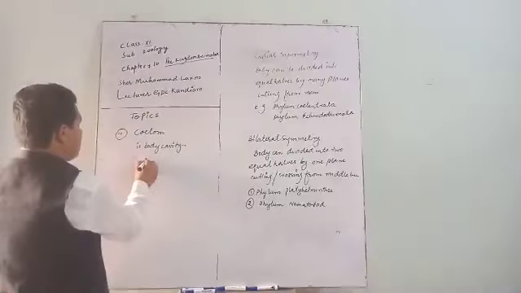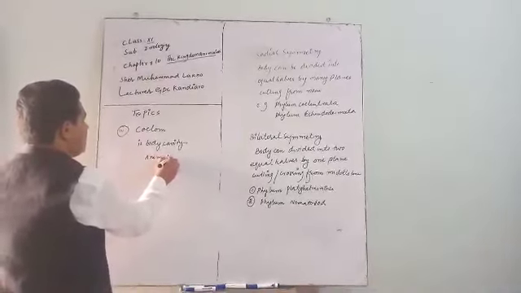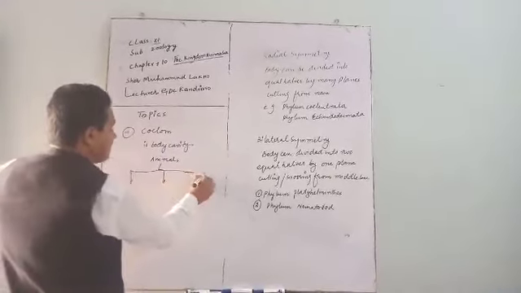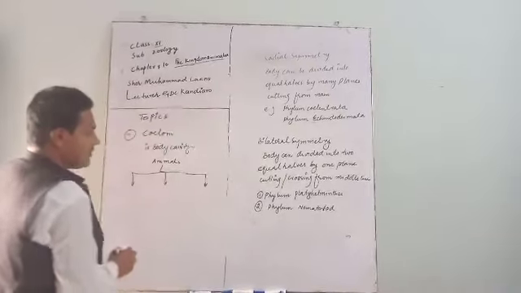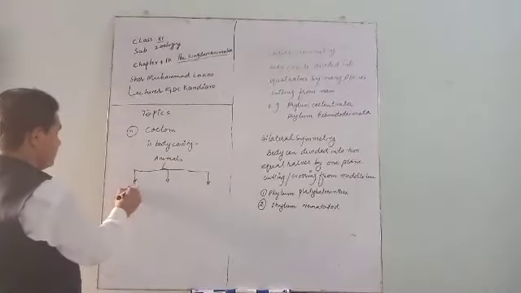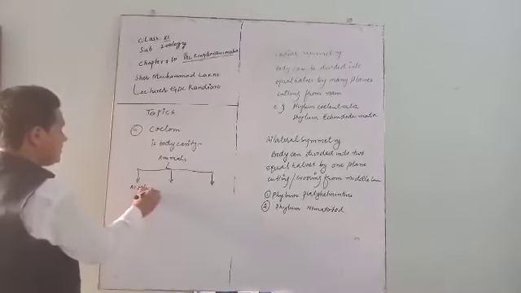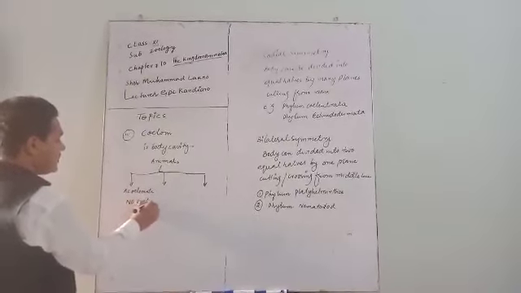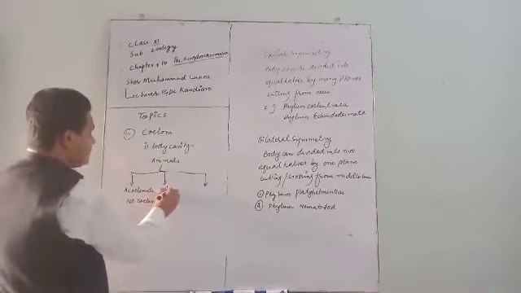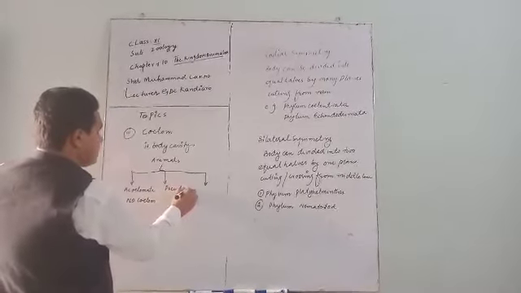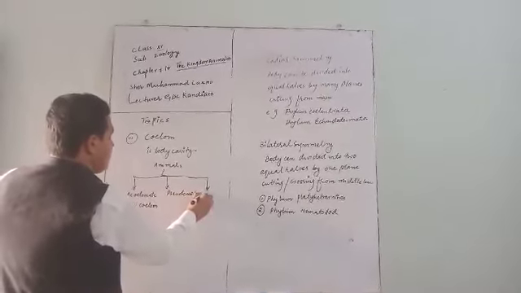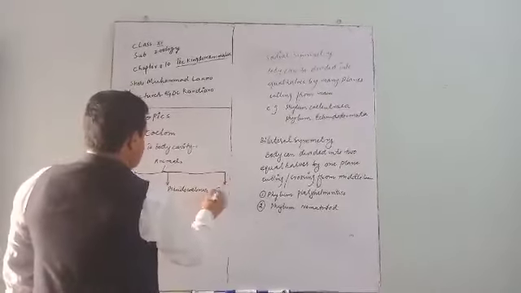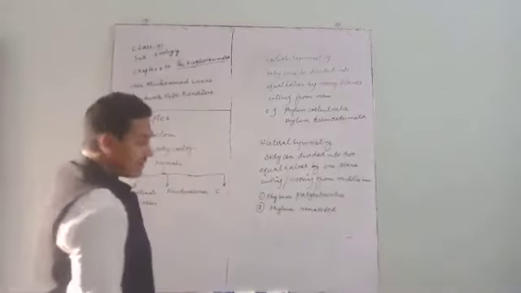Number 1, animals. They may be acoelomate, they may be pseudocoelomate, or they may be coelomate. Acoelomate means no coelom; they have no body cavity. Pseudocoelomates have a body cavity but not a true body cavity.